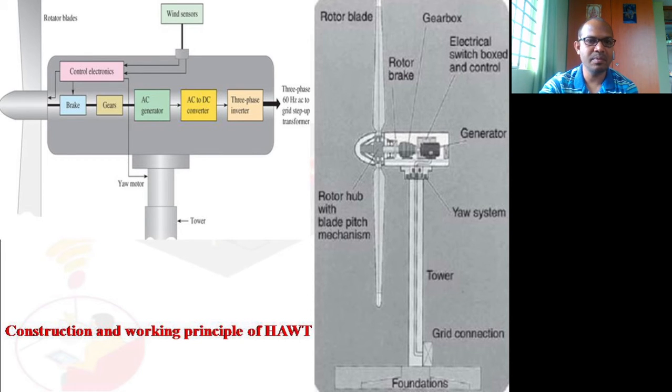So this control system will control the movement of the yaw brake system, and whenever the speed is too high, it will also activate the brake so that the blades will not be allowed to rotate. Is it clear? So these are the constructional details of this horizontal axis wind turbine.